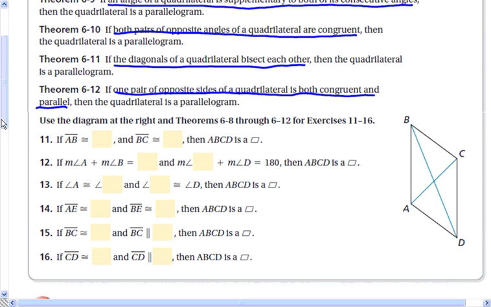So go ahead and look back at those theorems and pause here and fill in what you think 11 through 16 should be using those theorems.